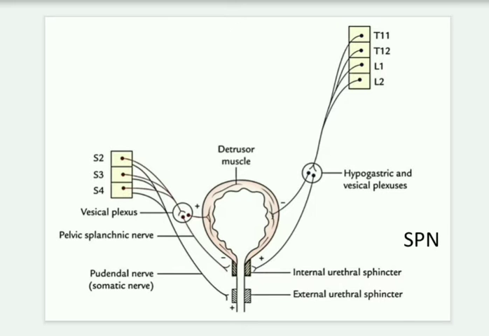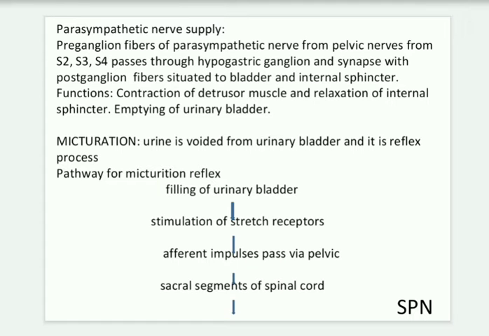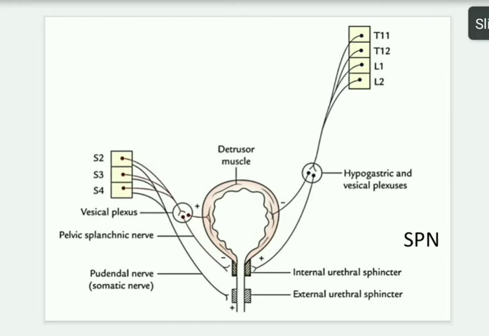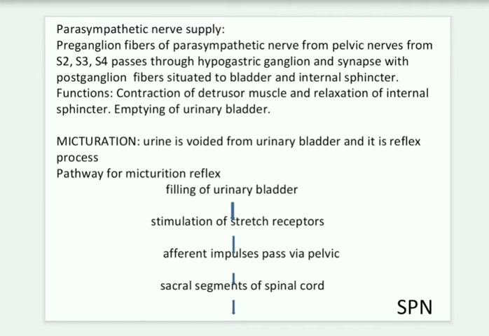For the micturition, the parasympathetic nerve supply has preganglionic fibers of the parasympathetic nerves from the pelvic nerves, that is S2, S3, S4, as you can see in this picture. They pass through the hypogastric ganglion and synapse with the postganglionic fibers, which are situated in the bladder and internal sphincter. And the function: contraction of the detrusor muscle, relaxation of the internal sphincter, and emptying of the urinary bladder.